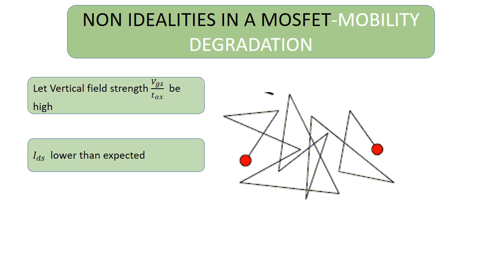Just recollect that the MOSFET has two electric fields, one vertical and one horizontal. For mobility degradation to occur, the vertical field strength VGS by Tox should be high. When it is high, the carriers start to follow a random motion. As VGS is increased, the speed of the carriers increases, they get scattered, and mobility consequently decreases. So IDS decreases, or in other words, IDS is lower than expected.